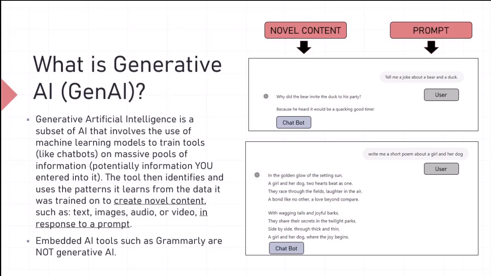I did want to note that embedded AI tools, like Grammarly when you're in Microsoft Word, are not generative AI. Grammarly enhances existing content. It may help you with your spelling, or changing up a word here or there, but it's not generating new content, so it wouldn't be generative AI. Over on the right, I have an example of a conversation I had with ChatGPT. You see I'm asking it for a joke and then for a poem. That's my prompt. And then it generated novel content for me.